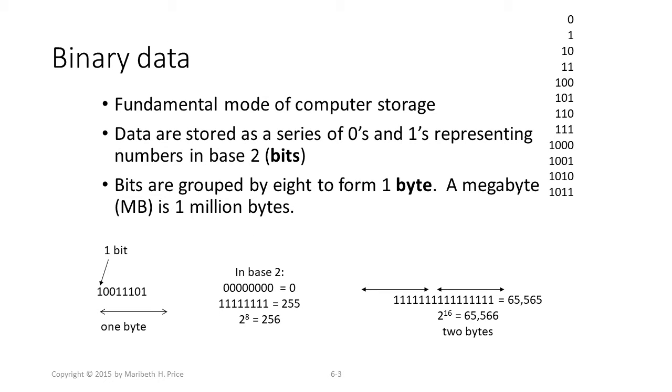Now, within a given field, data can be stored in a lot of different ways. And so we're just going to talk very briefly about what some of this means, and we'll go on from there. Binary data is a fundamental mode of how we store things in computers. Data is stored as a series of zeros and ones representing numbers in a base 2 system. This is all interesting and clever, but it's not really something that you necessarily need to know per se.